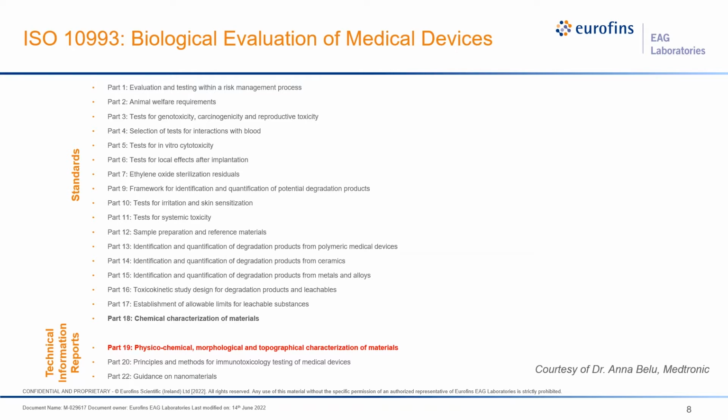Part 18, which is chemical characterization of materials, plays an important role in material selection. Part 19, dealing with the physical, chemical, morphological, and topographical characterization of materials, is a well-defined extension of Part 18 in the surface properties of these materials. In this presentation, I'll focus more on Part 18 and Part 19 related characterization techniques.